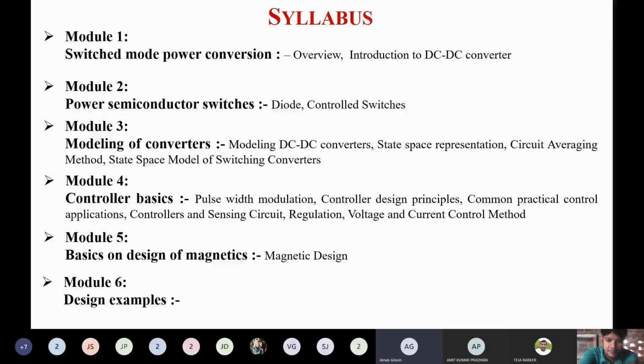So different types of controlling techniques are there. One by one I am coming to them; that will be discussed in your module 4. And in module 5, we are going to discuss the design of the magnetics. Because in most switching converters you can see a lot of magnetics, ferromagnetic cores used for designing inductors, since there are energy storing elements, capacitors and inductors. In the case of capacitors there will be no problem, because standard values of capacitors are available in the market.